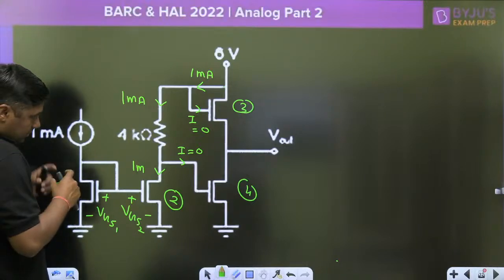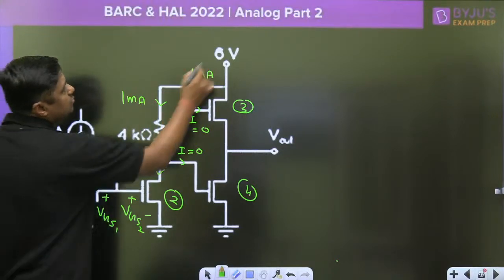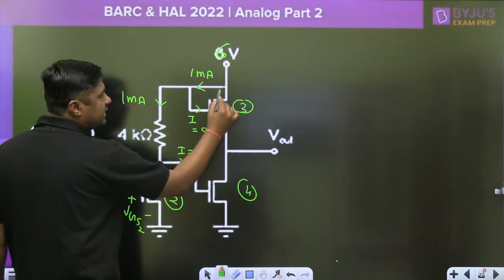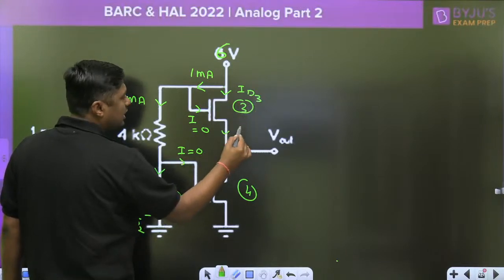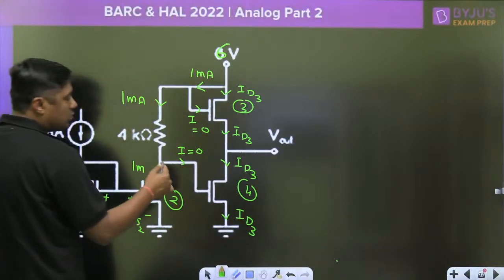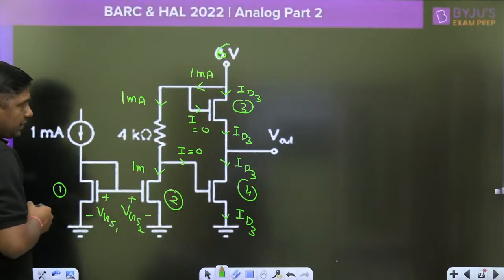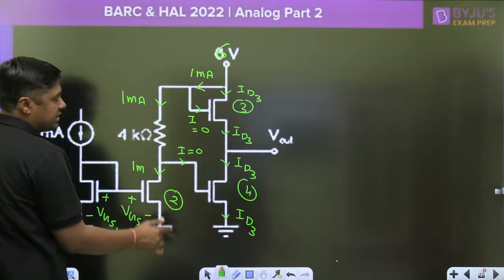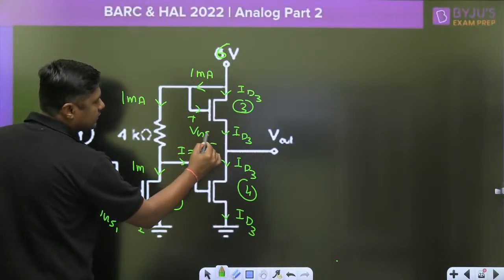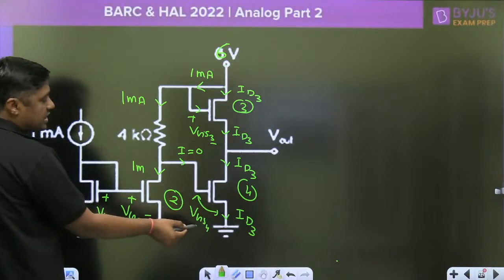Now up to this point, what is the voltage? Suppose this is 6 volt. Same current, because the 3rd and 4th MOSFETs are connected in series. So the same current ID3 is here and here, because the current here is 0. Now the same current ID3 passes from this point to this point, since these two are connected in series. That's why VGS3 is exactly equal to VGS4.